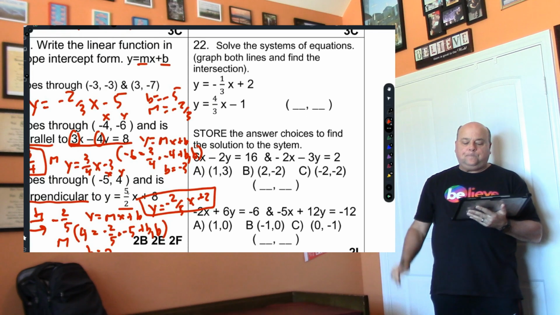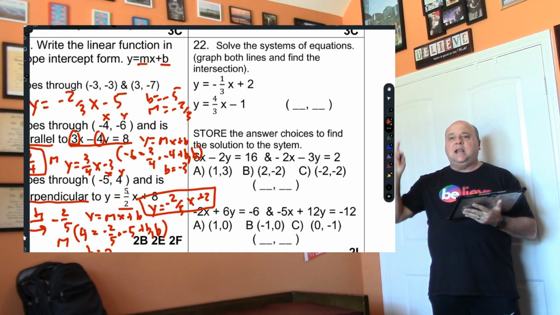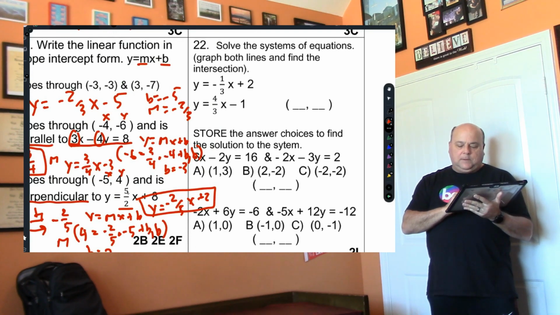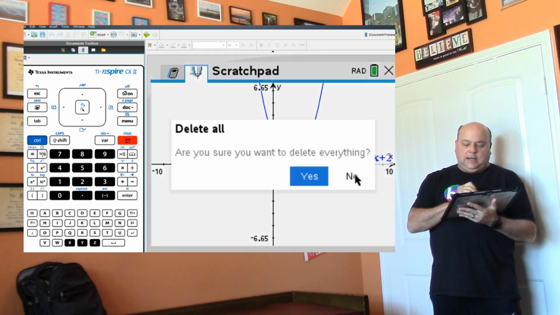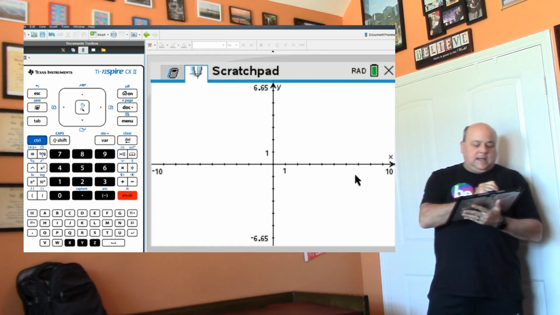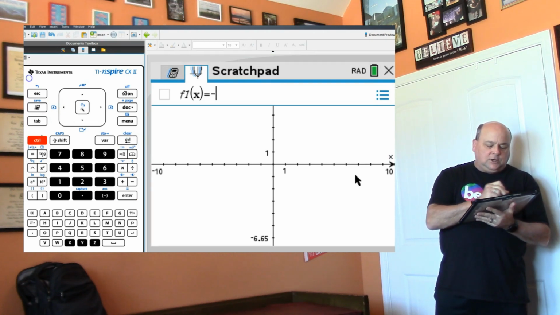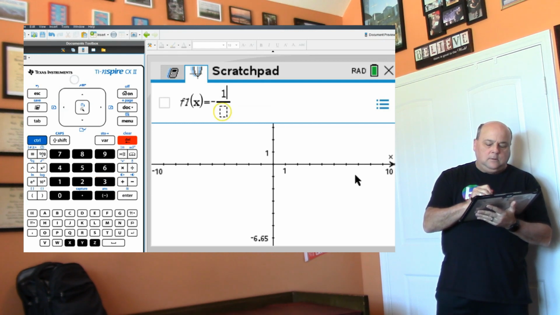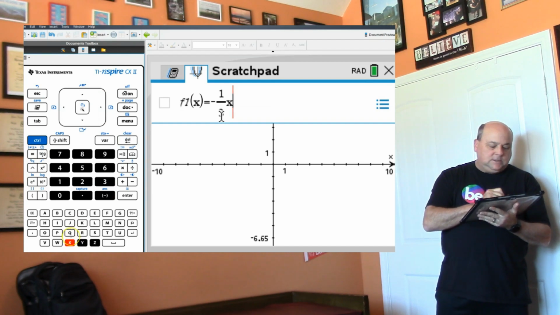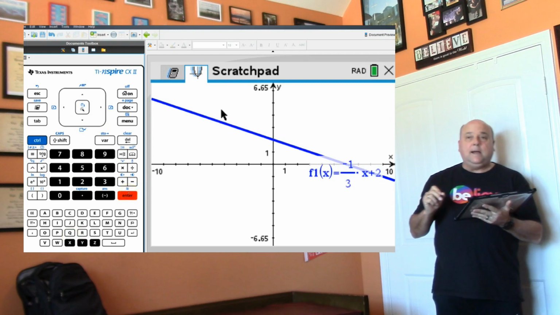Go over here. Okay, we need to solve the systems, okay? So we're going to graph both these lines and find the intersection. So I'm going to go to my calculator. I'm going to hit switch. I'm going to hit delete, delete, delete. Now then, I'm going to hit tab, and we're going to graph these lines. So negative 1/3 x, negative, control divide, 1 and 3. Negative 1/3 x, and then plus 2. Hit enter, I got my line.